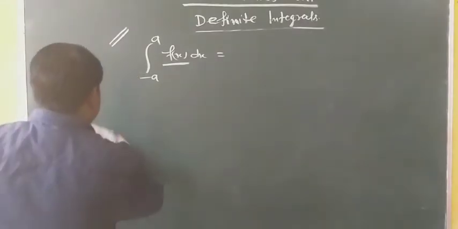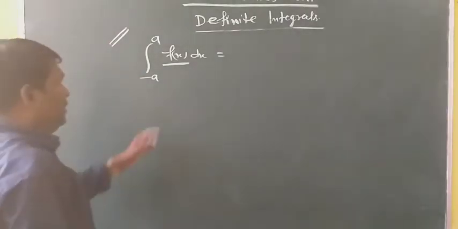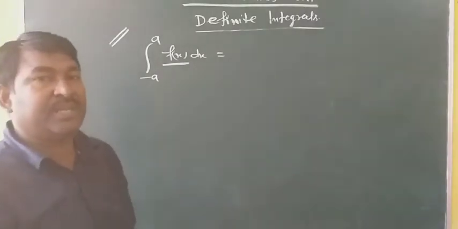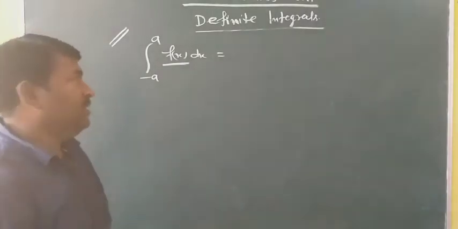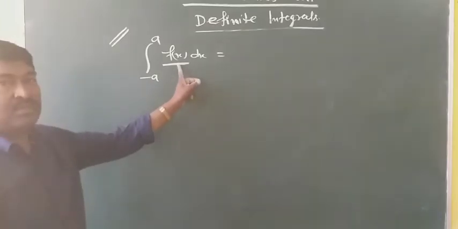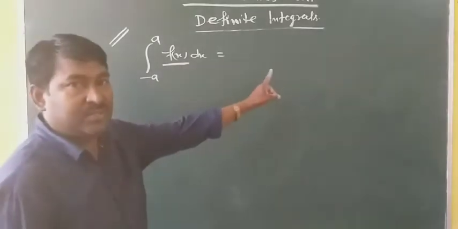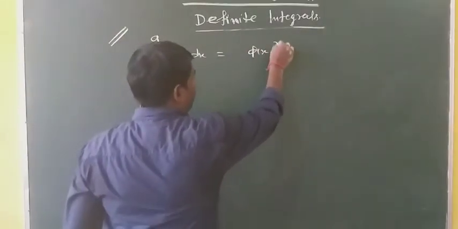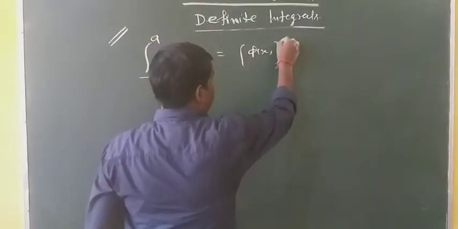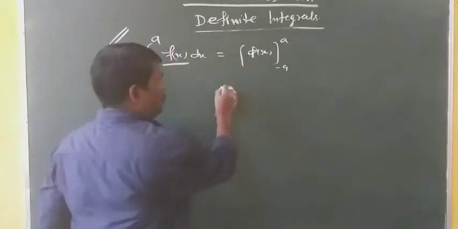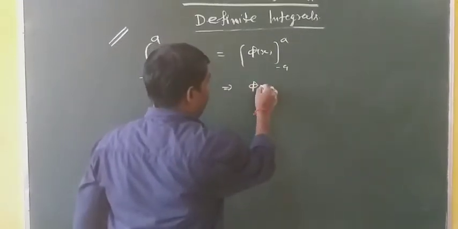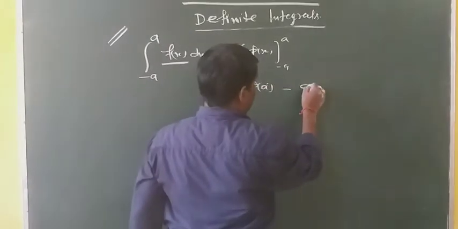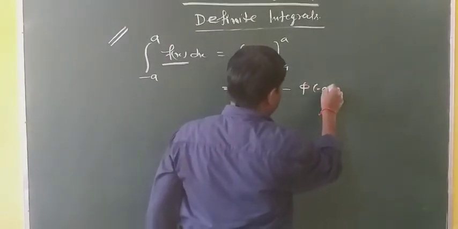Here the property is, since you know that if f(x) is an odd function, its integration will be even. The integration of an odd function is an even function. So if you get here, suppose phi(x), and it is even, then here from minus a to plus a.